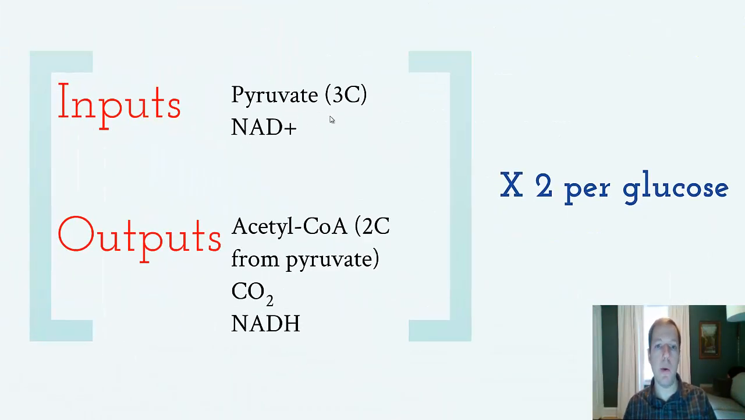So again, to summarize, we start with pyruvate and the reducing agent NAD+. Then the outputs of that are going to be acetyl-CoA, which is a 2-carbon molecule. The acetyl is the 2 carbons left over from pyruvate, where it combined with coenzyme A. We get a waste product of 1 molecule of carbon dioxide, and then we get a reduced NADH. Each of that is going to happen 2 times per glucose, and that is going to carry over into all the future steps, because remember, we have 2 pyruvates as the product of glycolysis.